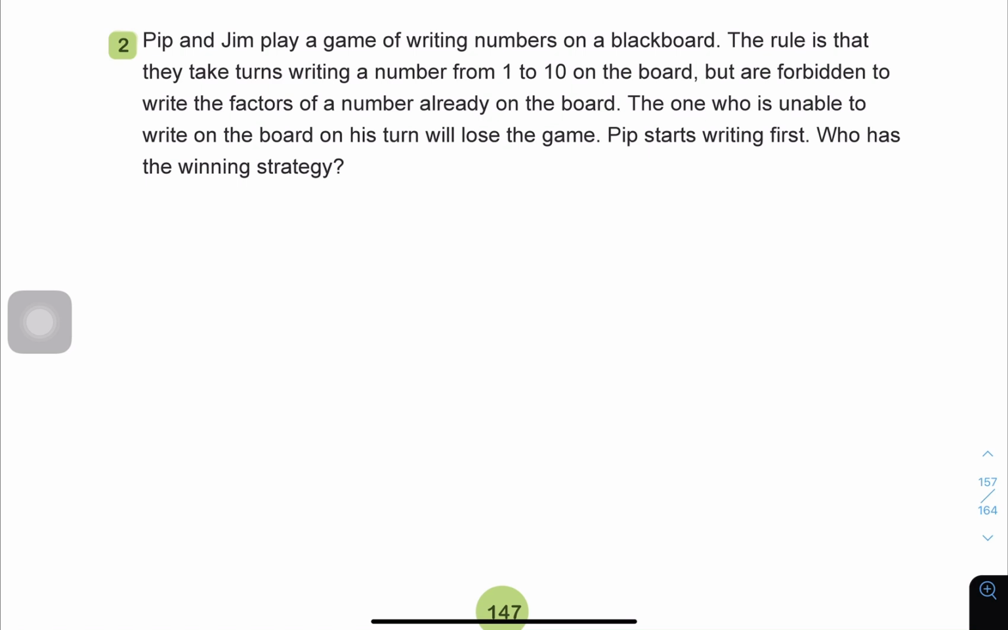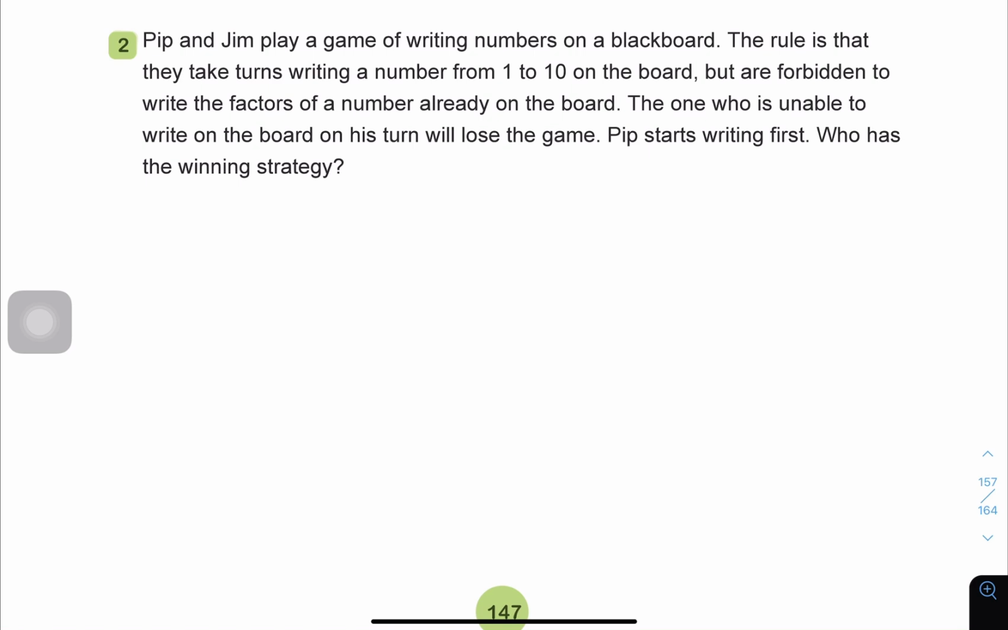So it says that Pip and Jim are playing a game of writing numbers on a blackboard. The rule is that they are taking turns to write a number from 1 to 10, but they are forbidden to write the factors of a number that is already on the board. So the one who is unable to write on the board on his turn will lose the game. If Pip is starting first, who has the winning strategy?